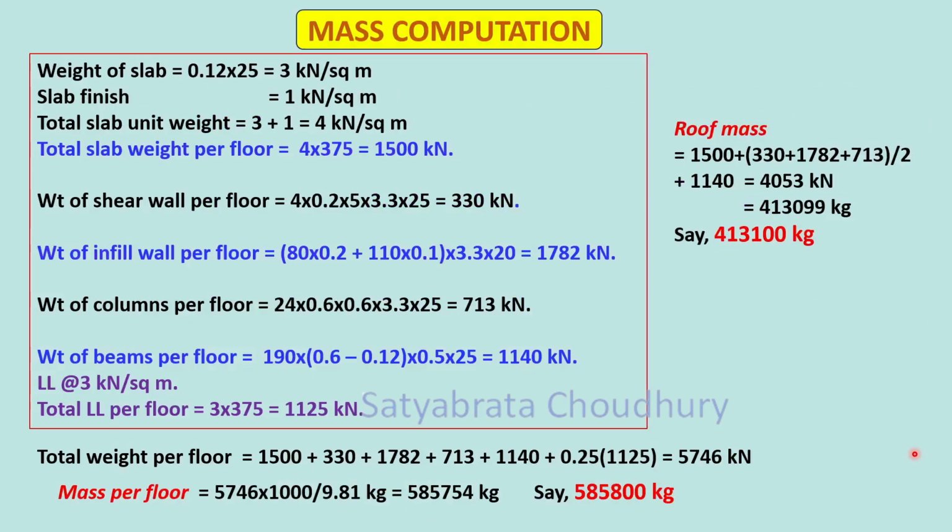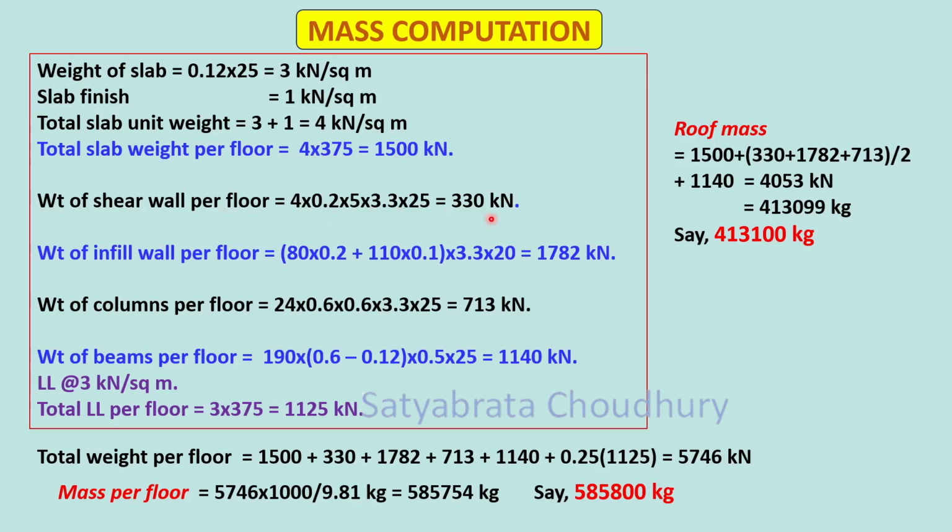Now we have to compute the mass in the different floors and then the roof, so that we can carry out the further calculations for the DDBD for dual system. So weight of slab is thickness into 25, equal to 3 kN per square meter. Slab finishing, including tiles etc., we have taken as 1 kN per square meter. Total slab unit weight is 3 plus 1, 4 kN per square meter. Total slab weight per floor you can calculate now. This 4 into area of the floor is 1500 kilonewton.